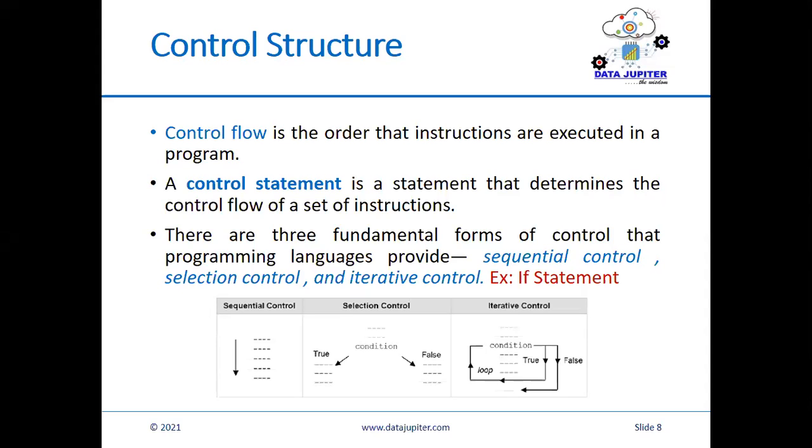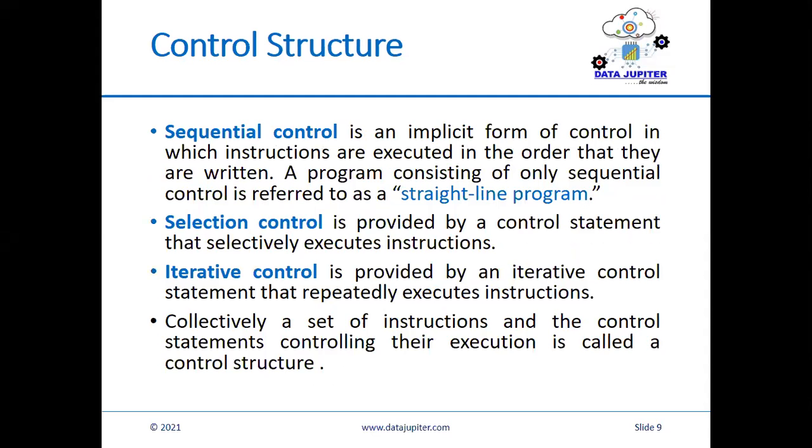Sequential control is what you are writing inside the program. Selection control is true or false. Iterative control means the loop, so continuously the function is running. Okay. So we will go one by one.